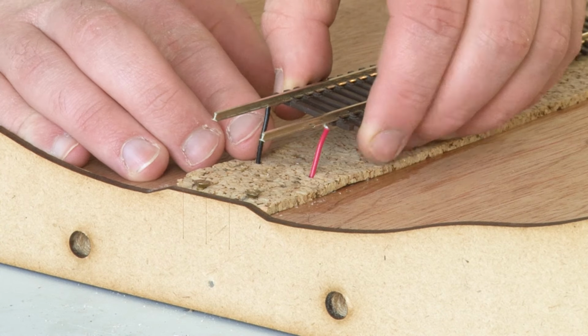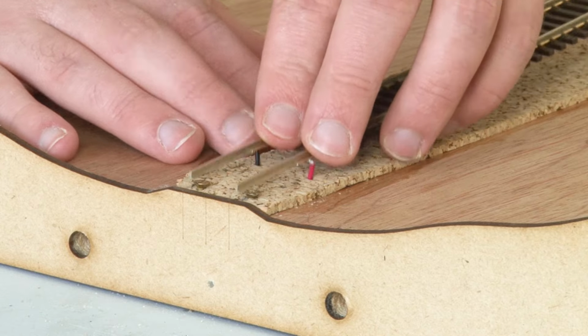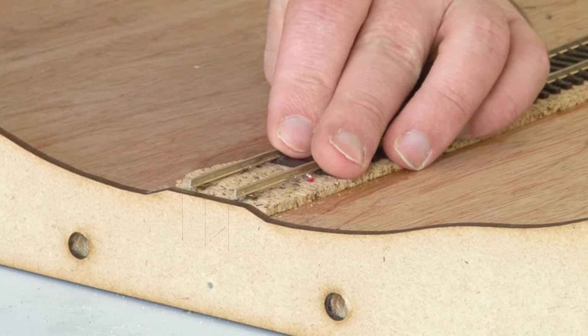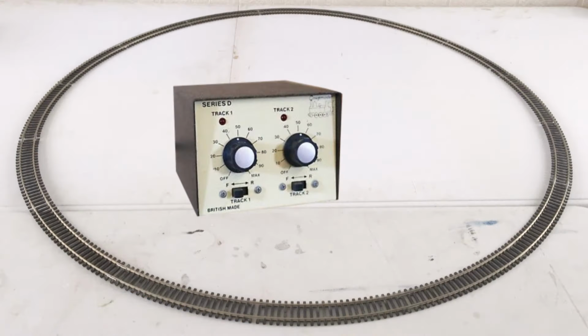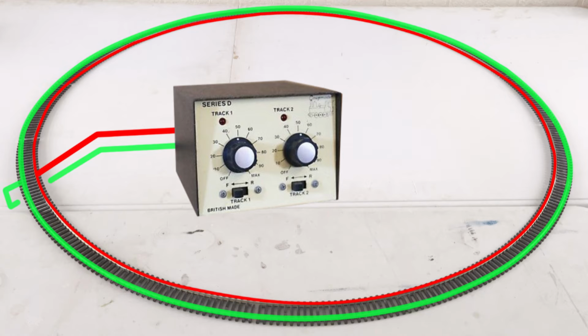Or if you want something a bit more discreet, you can solder the wires directly to the rail, or use fish plates that already have the wires attached. The wires coming from the controller are positive and negative, so this makes one rail positive, now shown in red, and the other negative, which is now shown in green.